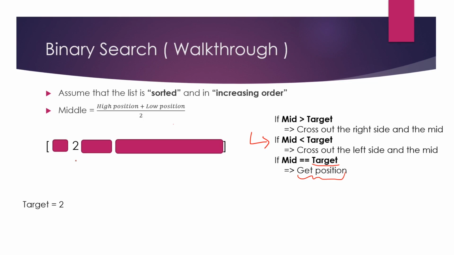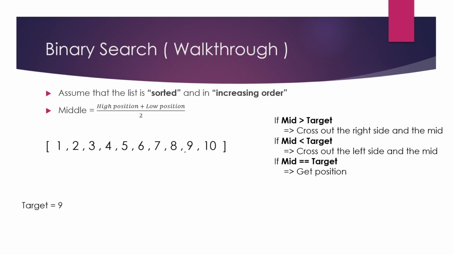And now your list of 10 elements at the beginning has been shortened into a list of 1 single element. And this is also the middle starting point as well. Since it's equal to the target, this is your answer. And you're going to return the position, which is the first position. So let's have another example.